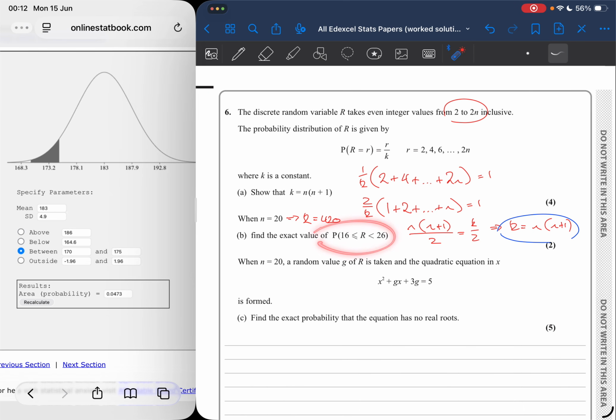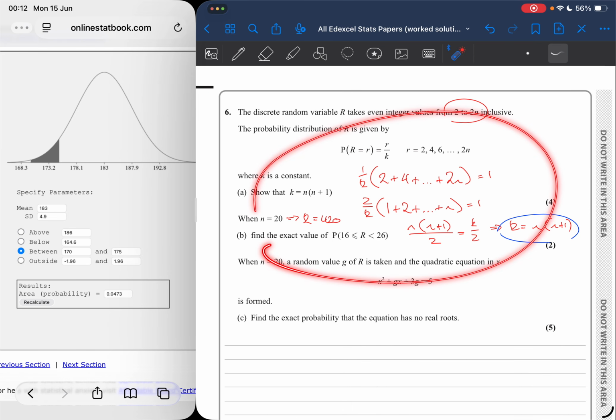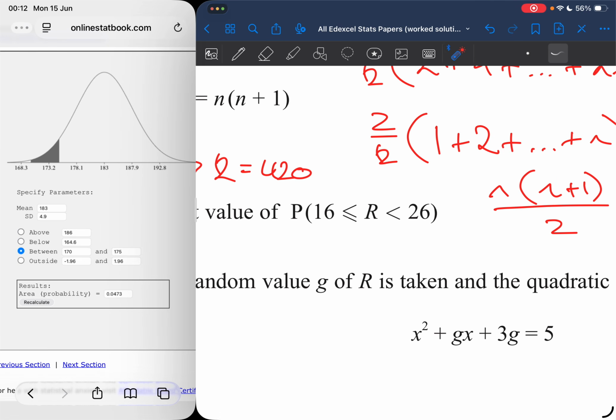Find the exact value of r being between 16 and 26, but it can be 16. You don't have any formulas for this sort of stuff, yeah? It's weird, isn't it? I think it's weird. Everyone thinks it's weird. So, you do weird things as well.